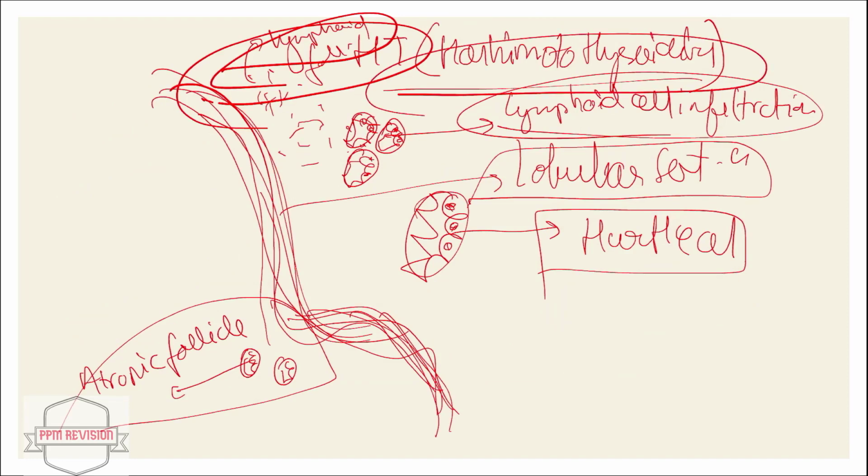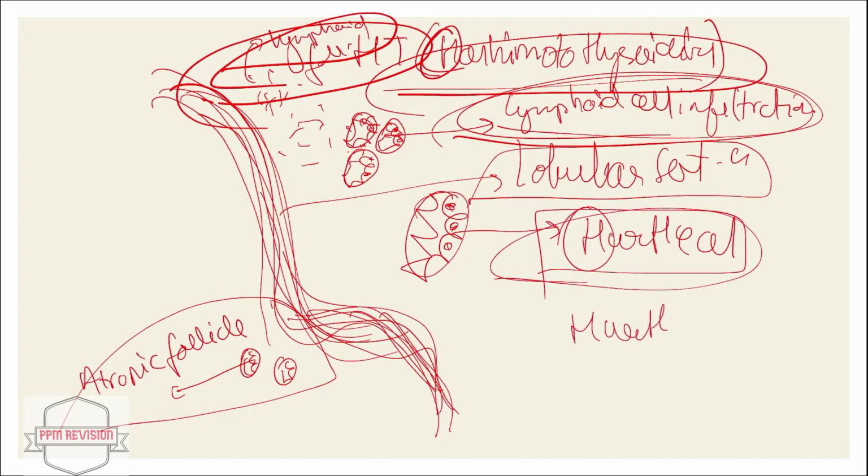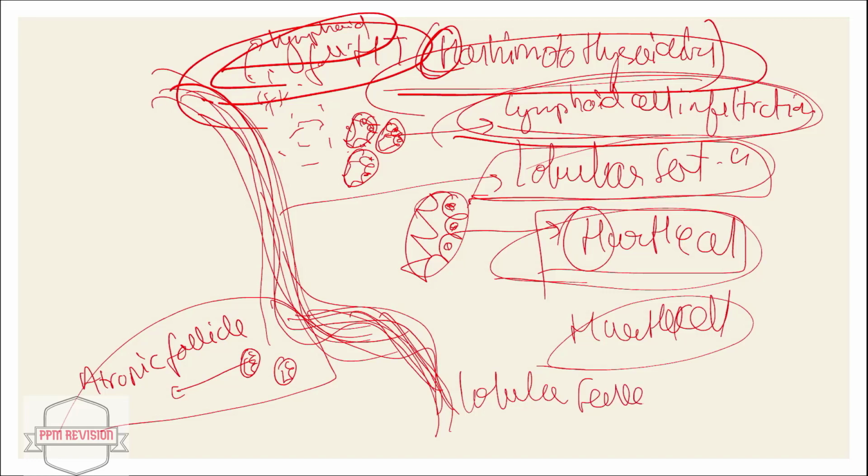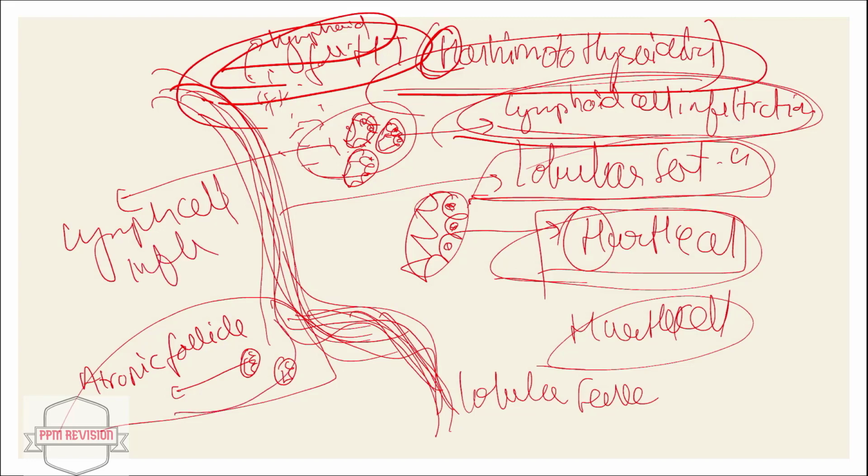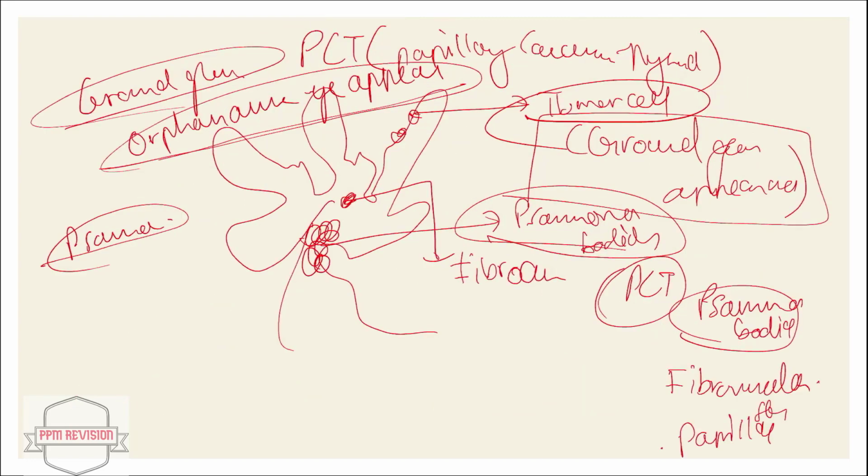Now moving ahead, we have Hashimoto thyroiditis. There's lymphoid infiltration. We draw a slide like H. That's nothing but the presence of Hurthle cells. So there's an H and an H, which are nothing but the Hurthle cells. This is the lobular septa. And then there's also the presence of lymphoid cell infiltration, and there's atrophic follicle.